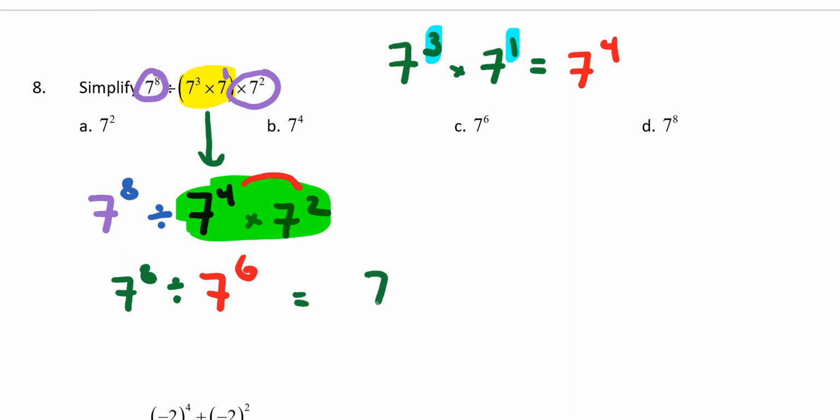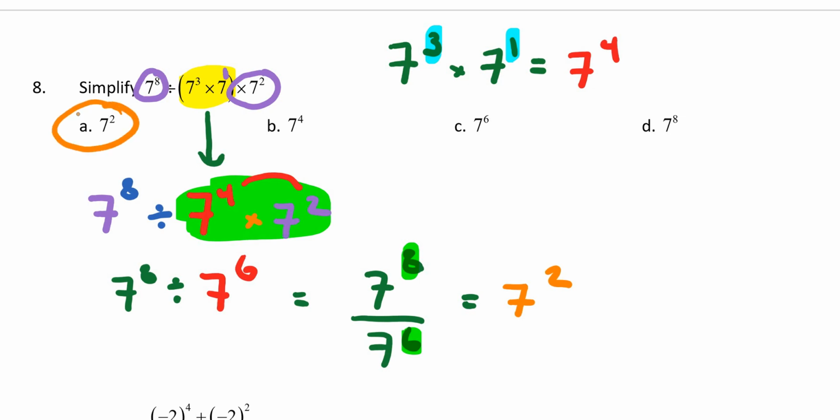And this is really the same thing as 7 to the power of 8 divided by 7 to the power 6. And if the bases are the same, and if you're dividing, you're subtracting the powers. So finally, we just do 8 minus 6 will be 2. So 7 to the power of 2. And that's it for question number 8.